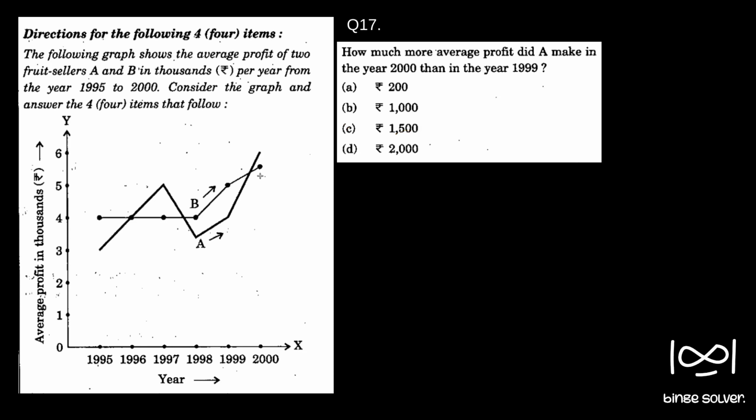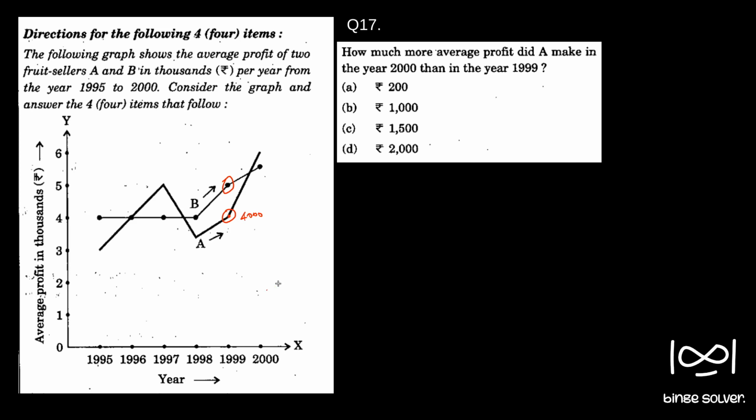Now the next question. How much more average profit did A make in the year 2000 than in the year 1999? We need both years. You can clearly see this is 4,000 and 1999.